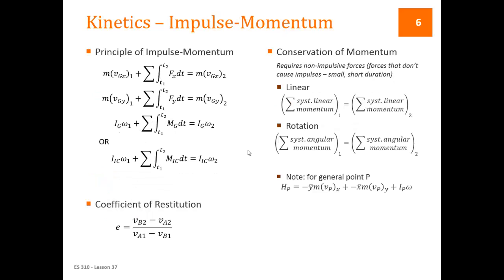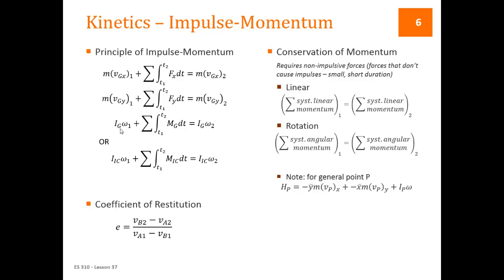The final method we used in looking at kinetics was the impulse momentum method. Here we define linear momentum as the mass times the velocity. Since velocity is a vector, momentum is also a vector, so we look in the x direction, the y direction, and if we're in 3D, the z direction as well. That momentum plus the impulse, which is the integral of the force times the time over which that force acts, and you do that for all of the forces in the system, is equal to the final momentum in that direction.